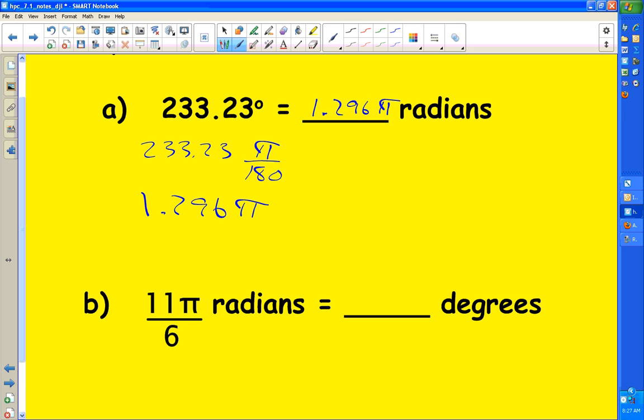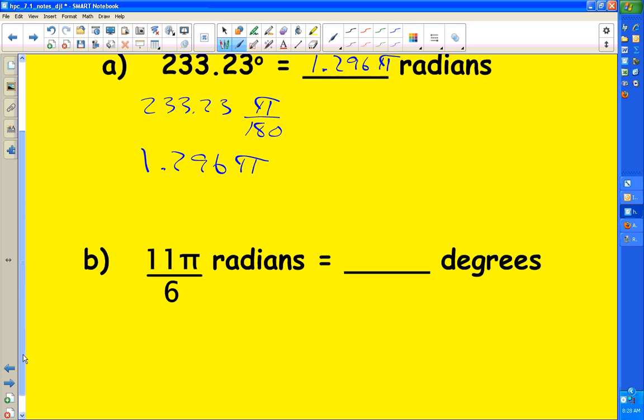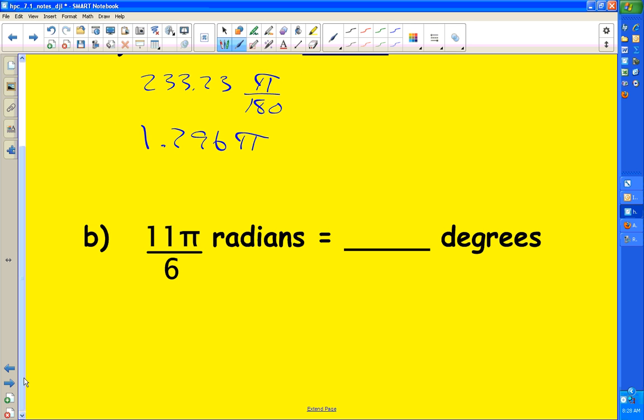How many decimal places? 3. The only exceptions are money, which is an application, and other applications. You can't have a decimal of a person type. What are we multiplying the 11 pi over 6 by? 180 over pi. The pi's cancel. The 6 into 180 is 30. So how many degrees is this going to be?